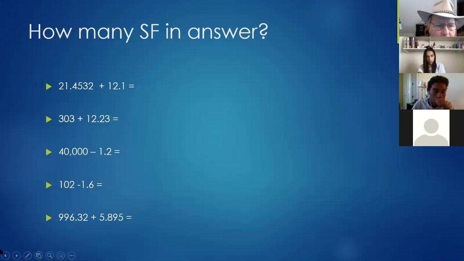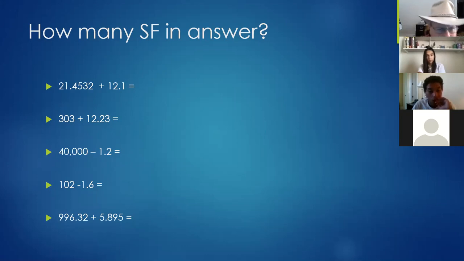I subtract 102 and 1.6. How many significant figures should my answer have? Anybody? It should have 3. I do 102 minus 1.6. I get 100.4. Since the 102 only goes out to the units place, I have to report my answer as 100 with a decimal point. Or I can use scientific notation.